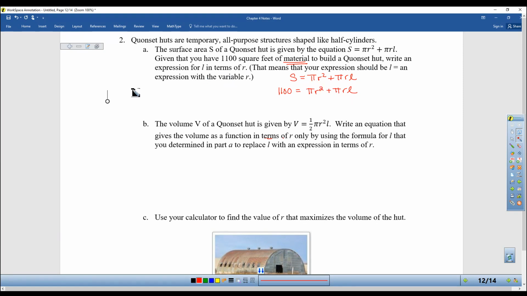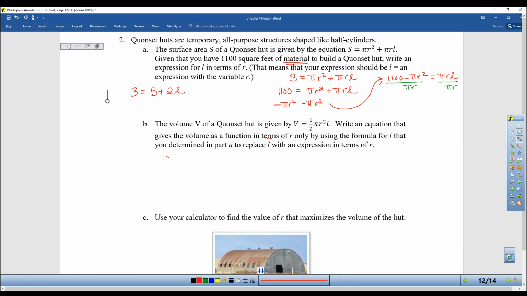So think about it this way. If you had something simple like 5 plus 2L, you wouldn't hesitate. You would subtract 5 from both sides and then divide by 2. You know order of operations, what comes first in solving. We need to do the exact same thing here. We need to subtract first and then divide. So I have 1100 minus pi r squared is equal to pi r L. And now we can divide both sides by pi r.